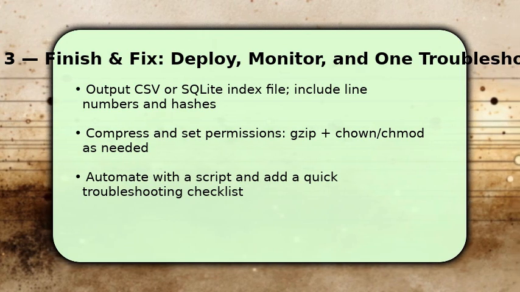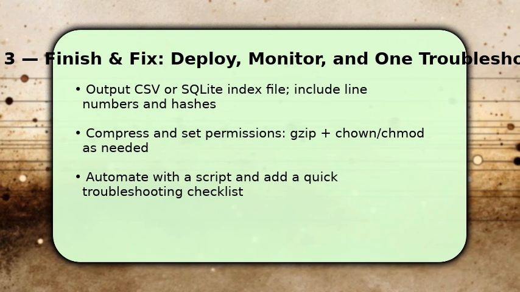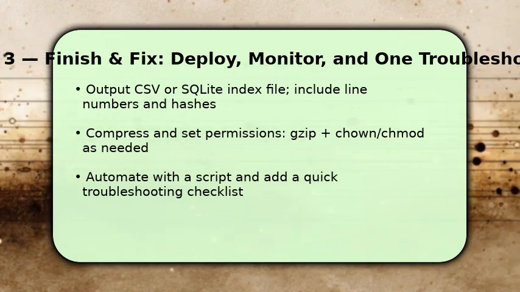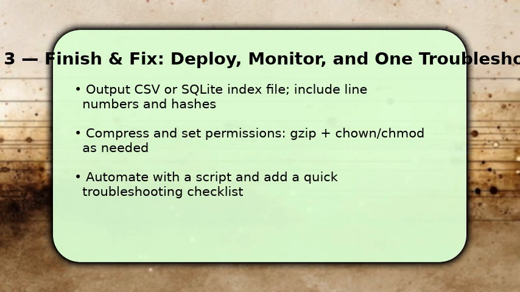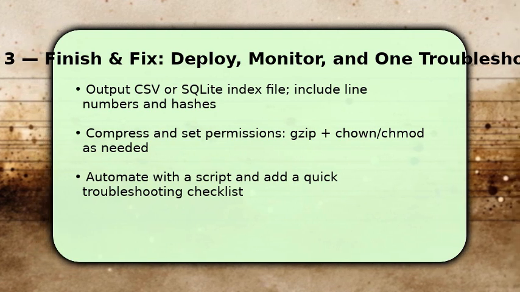Compress the resulting index with gzip and enforce secure permissions so only intended users can read it. Once done, add a simple update script and cron job. If something breaks, check the backup first and validate timestamp parsing. Mismatched formats are the most common failure.